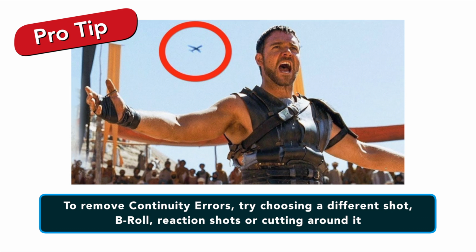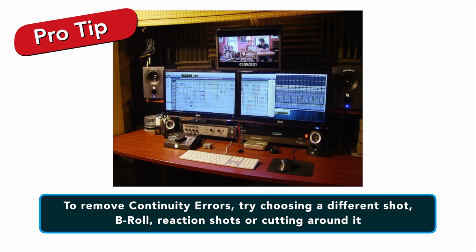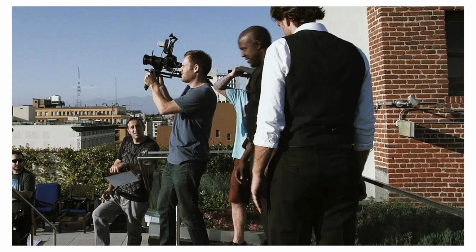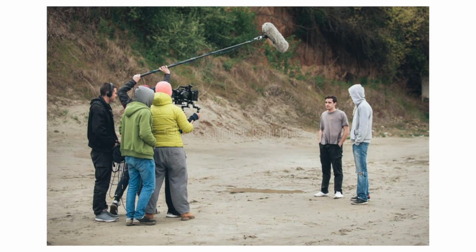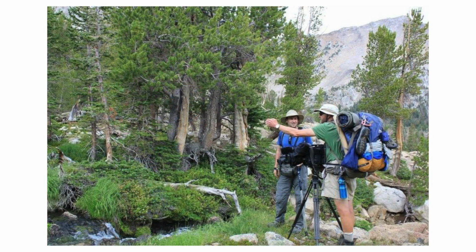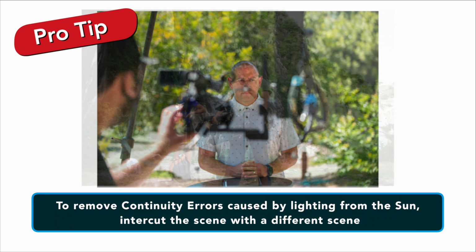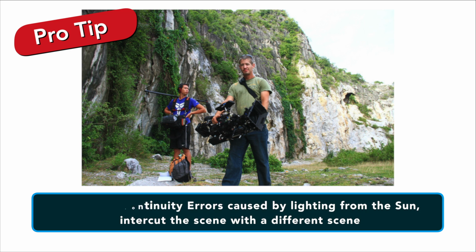B-roll and reaction shots are always helpful in this situation. You can also cut around the continuity error if possible. A common continuity error occurs when the sun is used as a light source. If production on a single scene lasts over the length of an entire day, the change in the position of the sun will be noticeable. Thus, one way to make this change in lighting less obvious is to intercut the scene with a different scene.